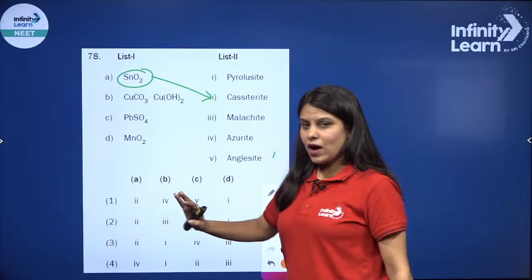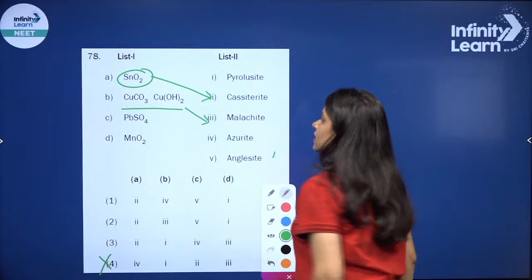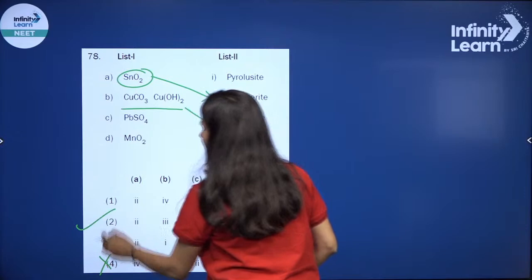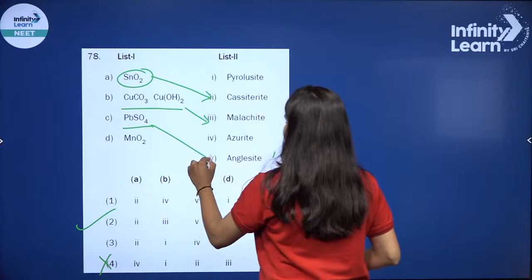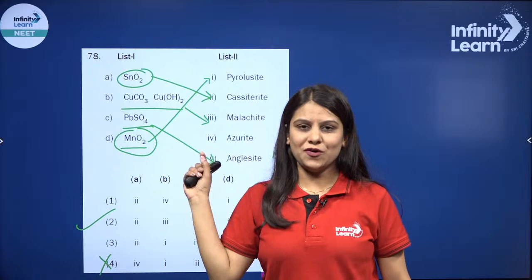Now next, this question also came in NEET 2020. This is what? It is an ore, malachite. So B should match with third. B is matching with third in only one option, so it has to be our answer, right? Let us confirm. C fifth, C is matching with this. And what about D? D is pyrolusite, right? It is an agent which is actually responsible for the preparation of KMnO4. Yes. Next question.